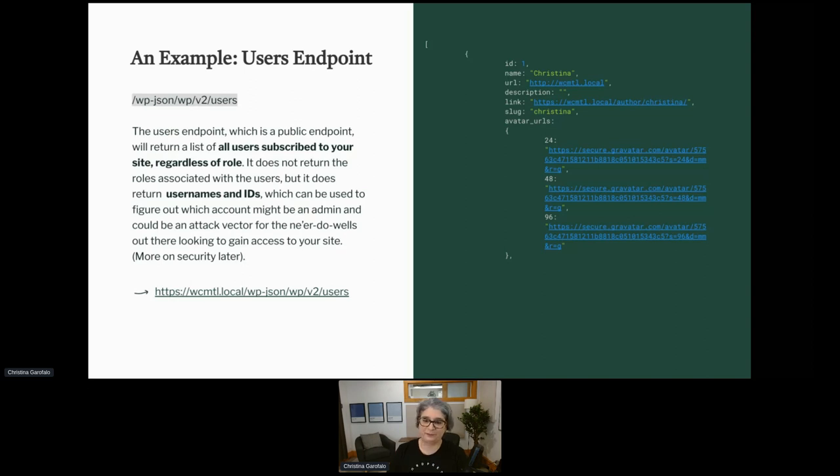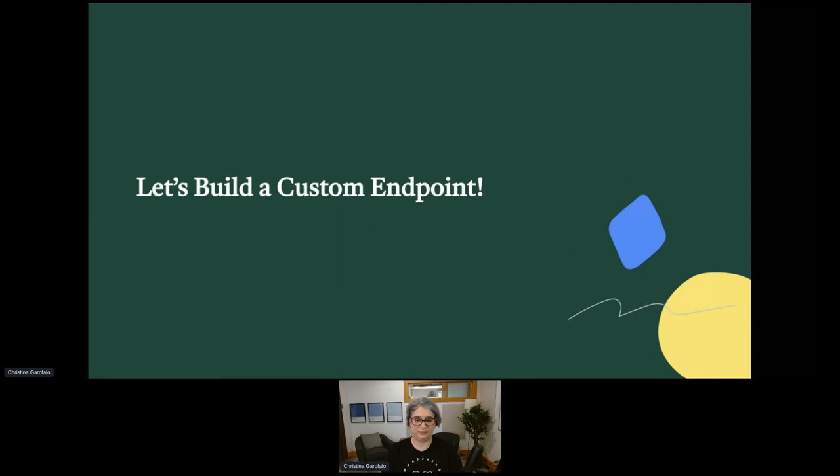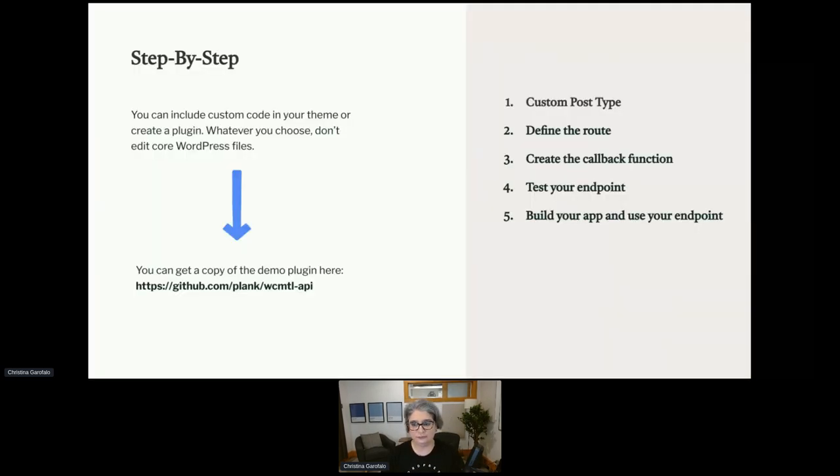All right, so let's get to the meat and potatoes of this, which is building a custom endpoint. We're going to go step by step, super simple. I do have a demo plugin here that you can install and pick apart the code and figure out on your own as well. It's just at github.com/plank/wcmtl-api. I'll leave that up on the screen for a little bit. And I believe I can put a link on the screen, so I'm going to try that.